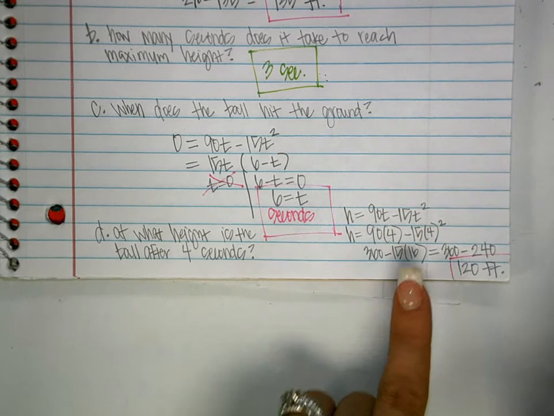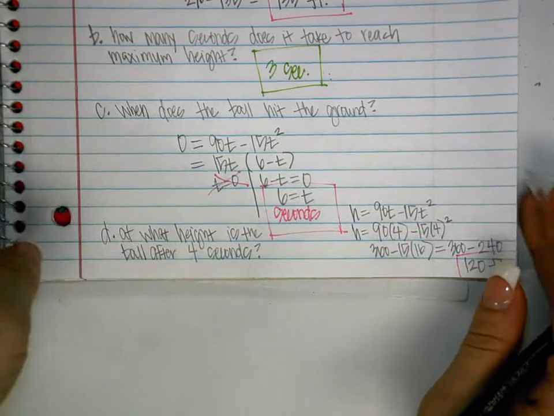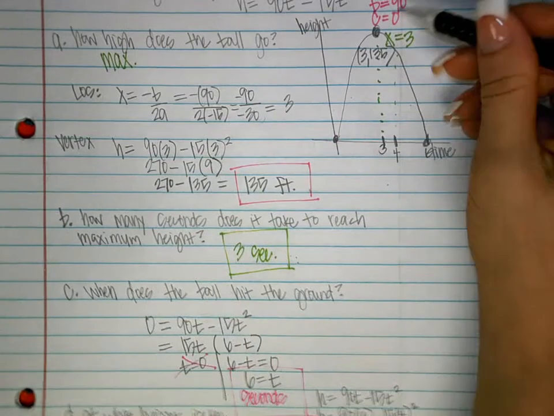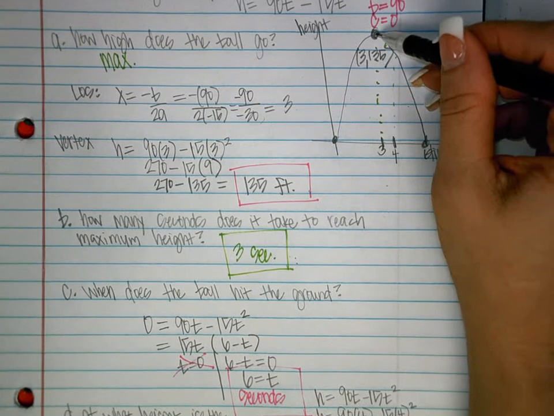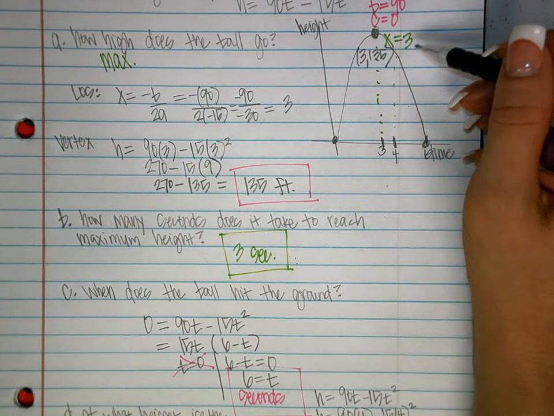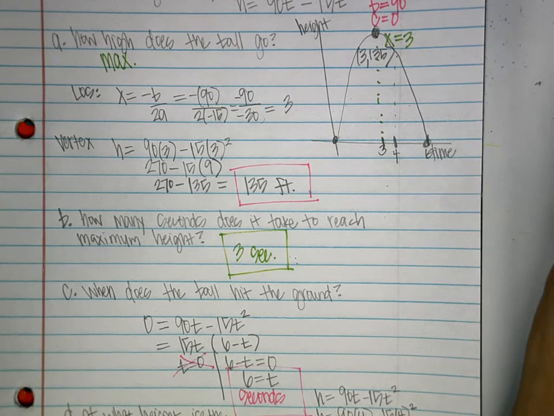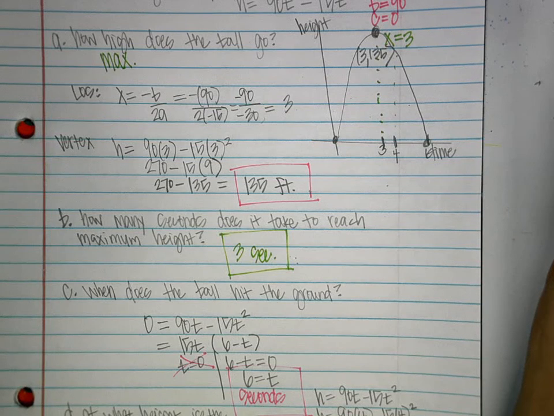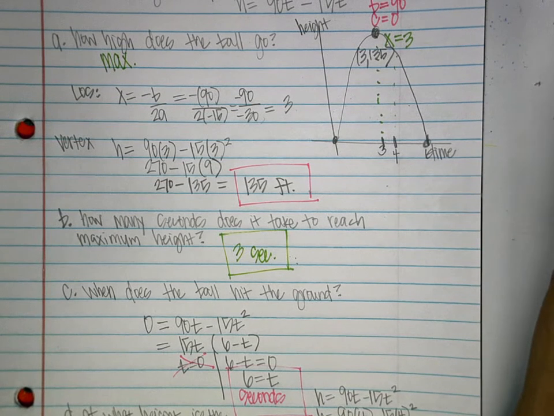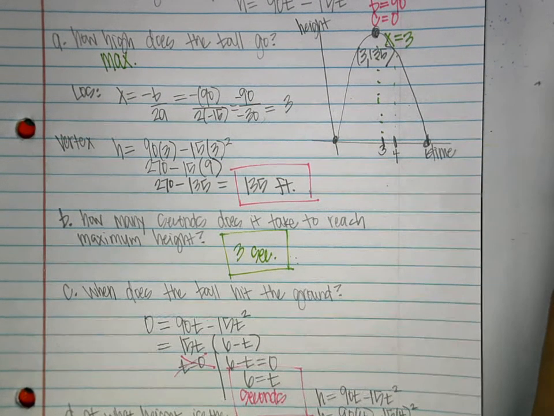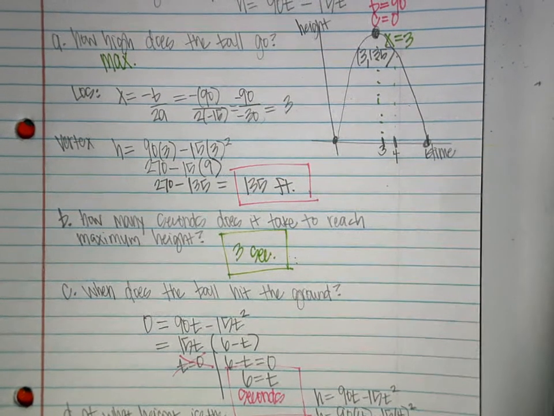Okay, so where is it at 4 seconds? It's 120 feet. And does that make sense? Yes, okay, if the highest it gets is 135, it should be lower. Okay, so if you get something that's higher, that doesn't make any sense. Would it make any sense if I got a negative answer? No. Okay, it has to make sense. So when we're doing word problems, please use some critical thinking. Okay.